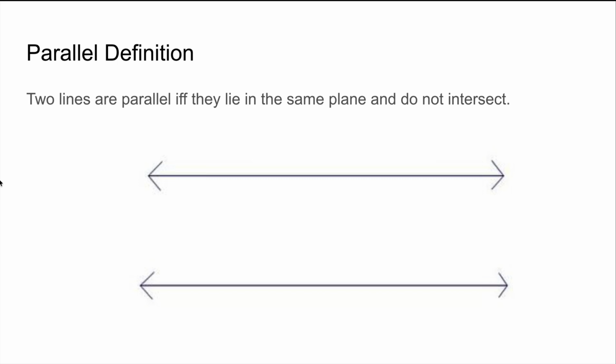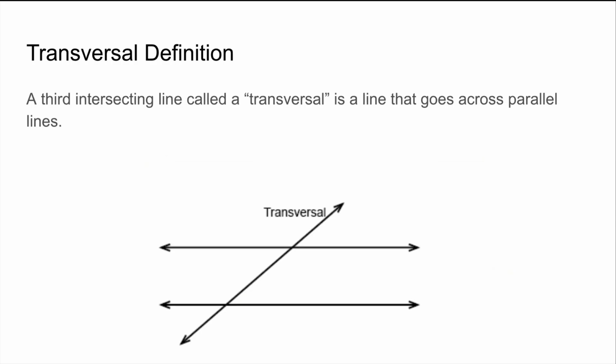Okay, let's go through some definitions from 6.2 now. So we are on page 219 if you want to follow along in the book. So two lines are parallel if and only if they lie on the same plane and do not intersect. We already know this basically from maybe first grade, but just in case. Now this might be something new though. A third intersecting line called a transversal is a line that goes across parallel lines. So this diagonal line intersecting both parallel lines is called a transversal.